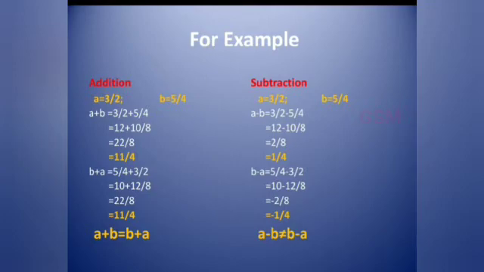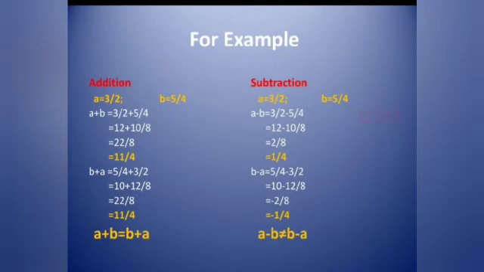And b plus a is equal to 5 by 4 plus 3 by 2. Using the same method, the cross multiplication method. So 5 2s are 10 plus 4 3s are 12, and 4 2s are 8. That is 22 divided by 8. Simplified, that is 11 by 4. So a plus b is equal to b plus a for addition. So the commutative property is satisfied by addition.